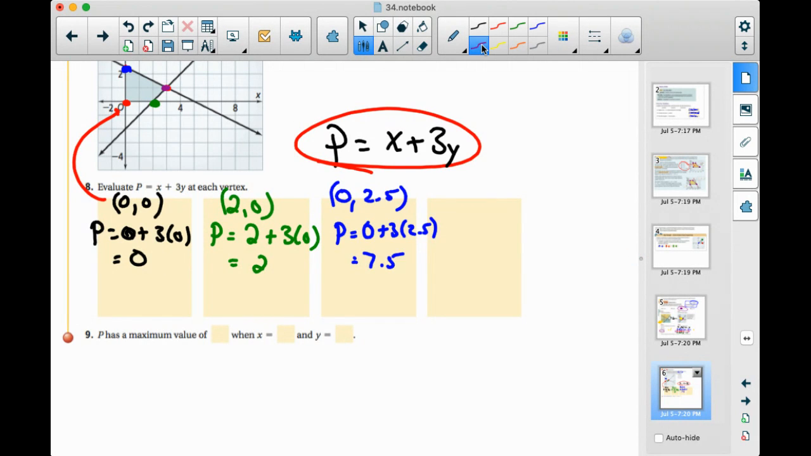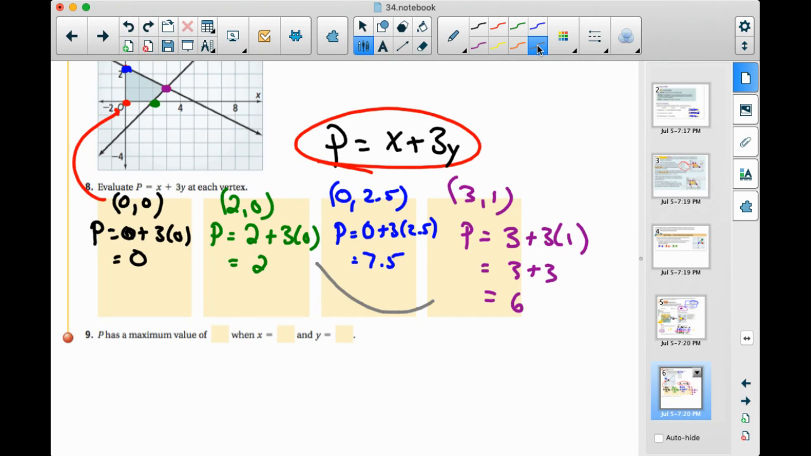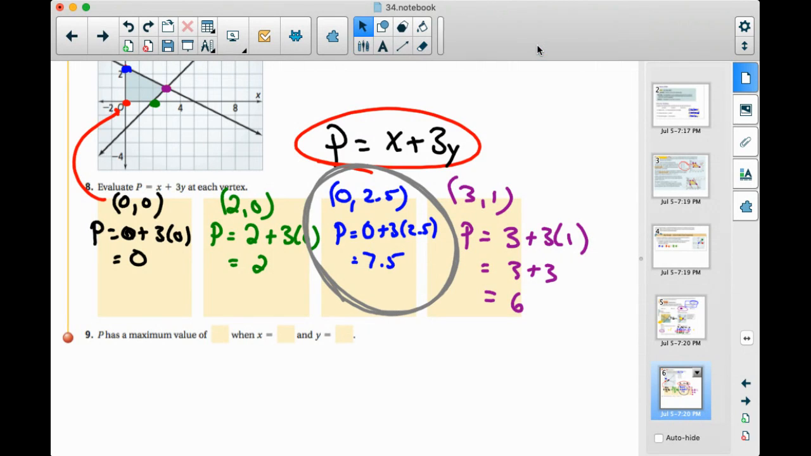And then this last one right here, which is 3, 1. All right, let's see where that one leads. So p is going to be equal to 3 plus 3 times 1, which would be 3 plus 3, which is 6. Okay, so which one of these is the biggest? This guy right here. That's our biggest. All right, so p has a maximum value of 7.5 when x is equal to 0 and y is equal to 2.5. Okay? All right, so we got the procedure down.